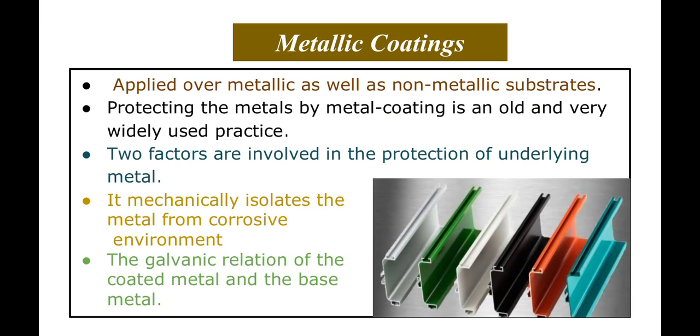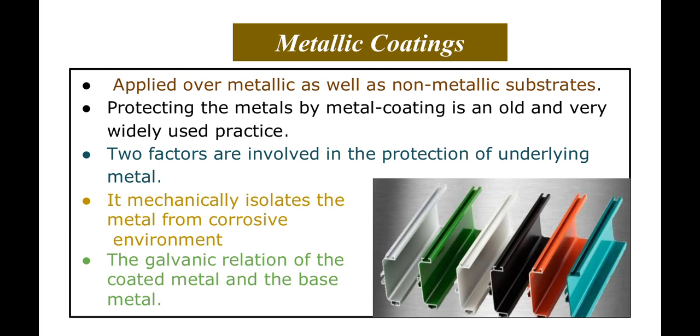Now what is metallic coating? So metallic coating can be applied over a metallic as well as non-metallic substrate. Sometimes non-metallic materials like plastic are coated to give a metallic appearance also. So protecting metals by metal coating is an old and very widely used practice, as these are more durable, more decorative, and provide better protection against corrosion.